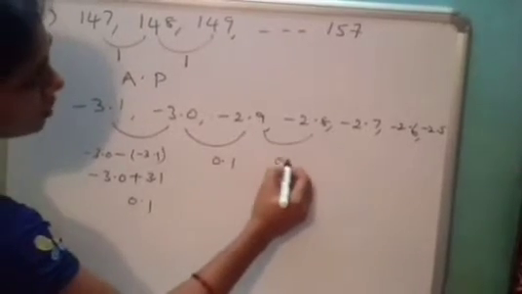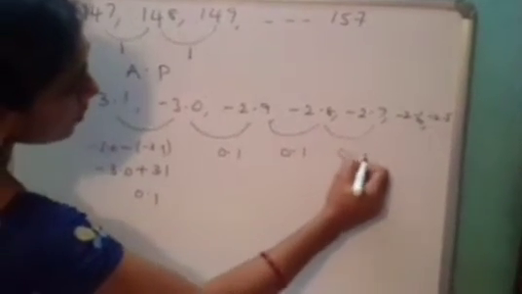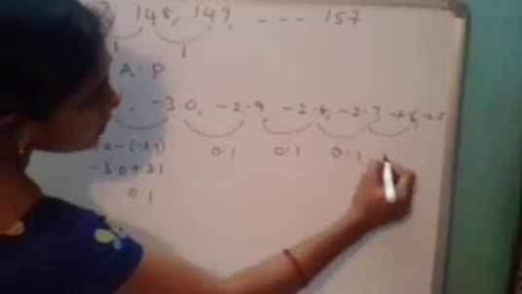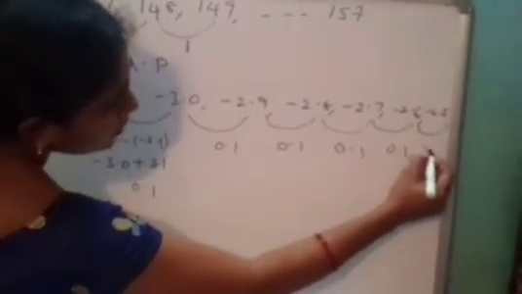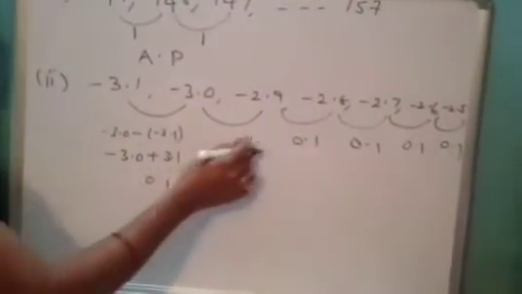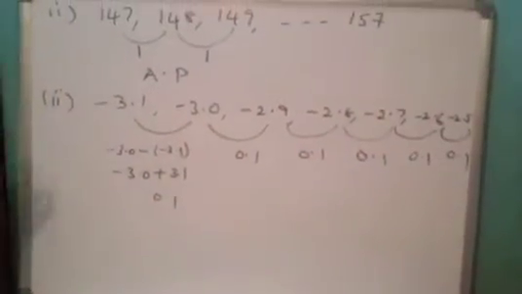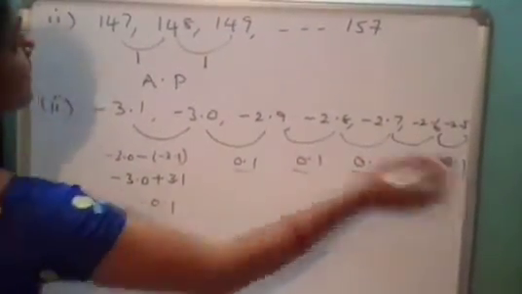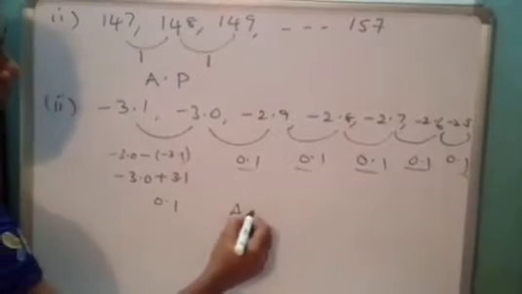The difference between the next two terms is also 0.1, and the next two also 0.1. The difference between all these consecutive terms is equal. So, this sequence is an arithmetic progression.